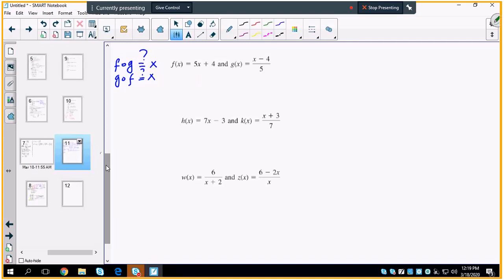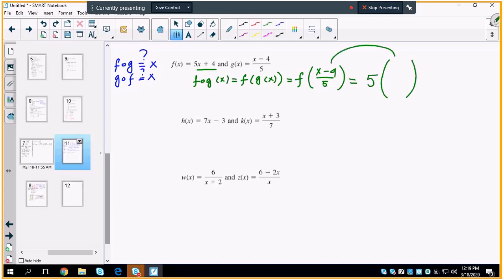So when I do f composed g of x, by definition this is f of g of x, which is f of (x minus 4) over 5. Now f is 5x plus 4. So I write 5, and in place of x, I write the input (x minus 4) over 5, plus 4. Clearly 5 and 5 will cancel and I will get x minus 4 plus 4, which is x. So one side is good. f composed g is indeed equal to x.